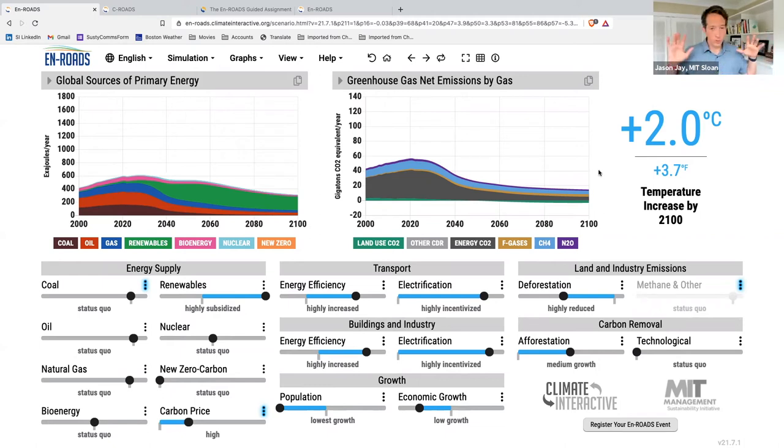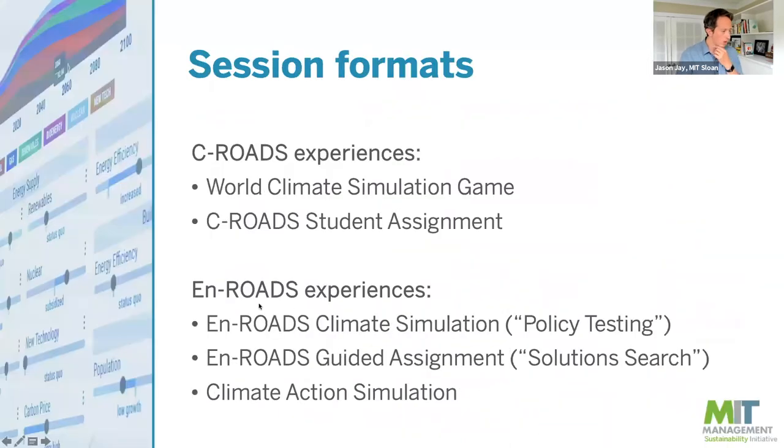So what you just experienced, I'm gonna go, okay, this is beautiful. I love getting these responses in chat. I'm gonna go meta here for a second. What you just experienced is something that we call the En-ROADS climate simulation, or what we sometimes call policy testing. This is this pattern of: you suggest things, I try them on the model.